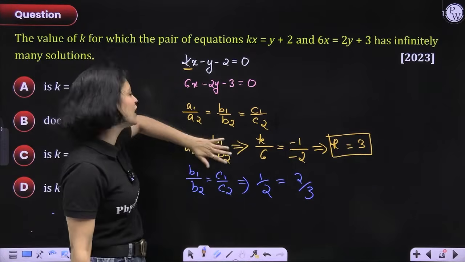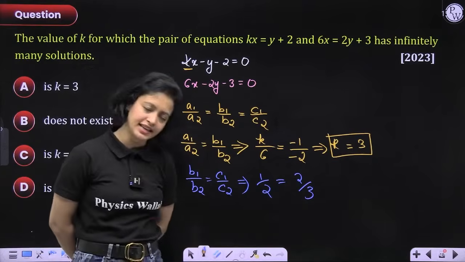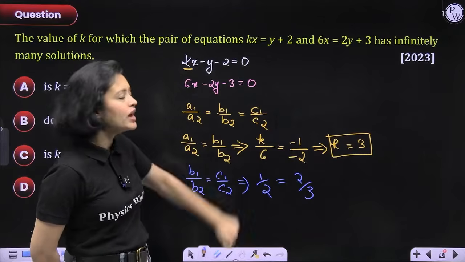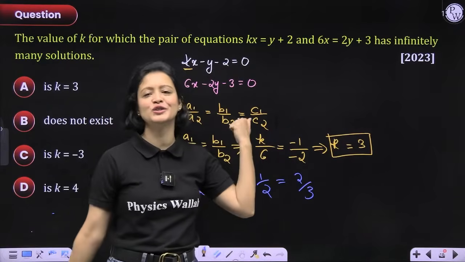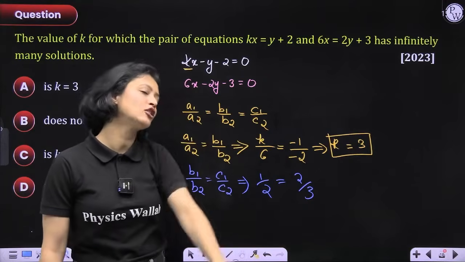We just figured out that k is equal to 3 from a1 by a2 is equal to b1 by b2, right? Most of the people would have stopped here. They would have given the answer as k is equal to 3 and they would be like, okay, good to go. But they would have lost marks. Why? Because they did not use common sense. What is that common sense?